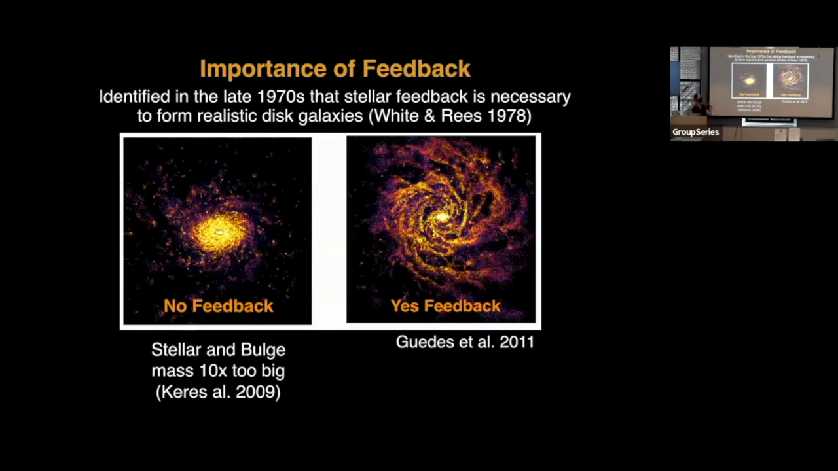And so if you had something that should look like the Milky Way, but you don't incorporate stellar feedback in your simulation, you get a galaxy like the picture on the left. So you end up with a stellar mass and bulge mass that's about 10 times too big. You have too many stars there in the center and not enough gas coming further out. However, if you do incorporate stellar feedback, then it removes gas from the center, produces the extended disk structure, and we get something that looks much more like the Milky Way.